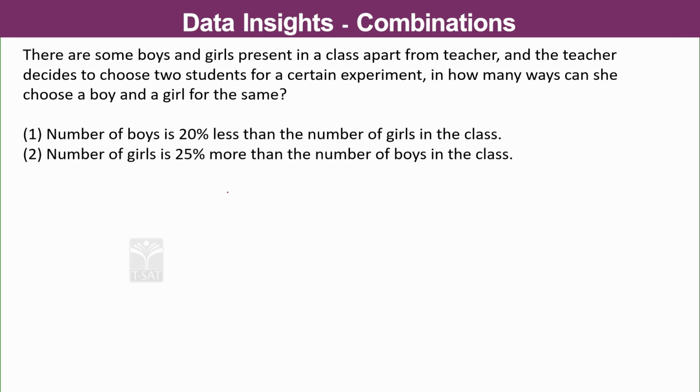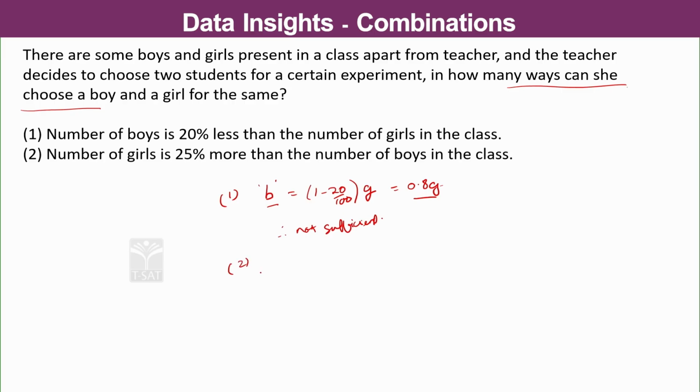The first statement tells us that the number of boys, let B be the number of boys, is 20% less than the number of girls. That is 1 minus 20 by 100 into the number of girls, let's say G, which is 1 minus 0.2, which equals 0.8G. So B equals 0.8G, but still we don't know what B is and what G is. Both are still unknown, so you cannot calculate in how many ways she can choose a boy and a girl. You need to know the number of boys and the number of girls, which is not sufficient because from here you do not get any information of what B is and what G is.